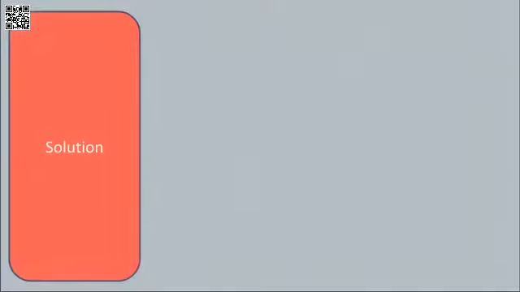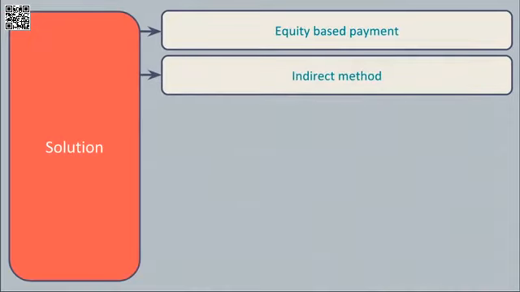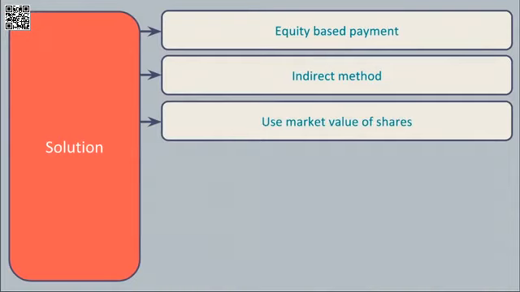We know that the employees will receive shares and not cash at the end of the vesting period. So, this is an equity-based payment. We can value these share-based payments directly or indirectly. As we have seen, employees tend to be valued indirectly. This means we use the fair value of the shares. The fair value is the market value.